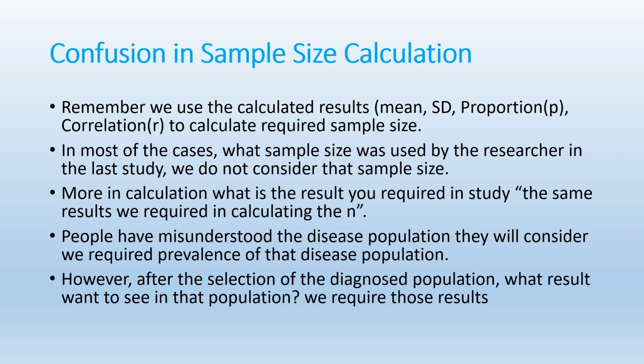n. People have misunderstood the disease population. They consider that we require the prevalence of the disease population. However, after the selection of the diagnosed population, whatever result we want to see in that population, we require those results.